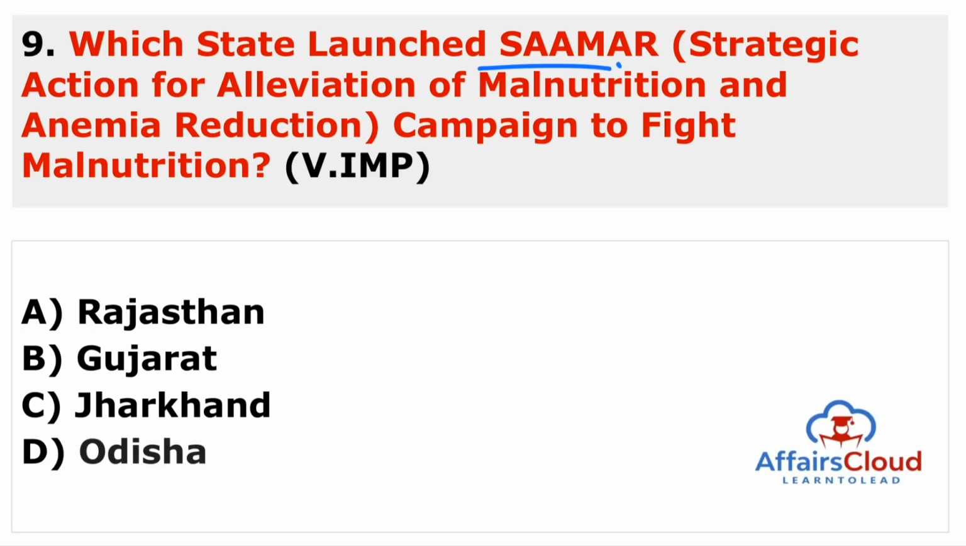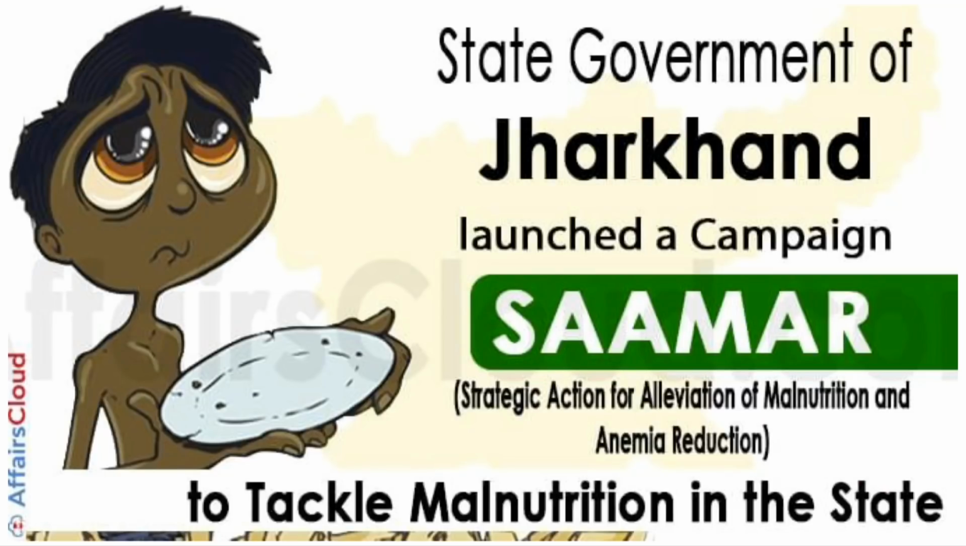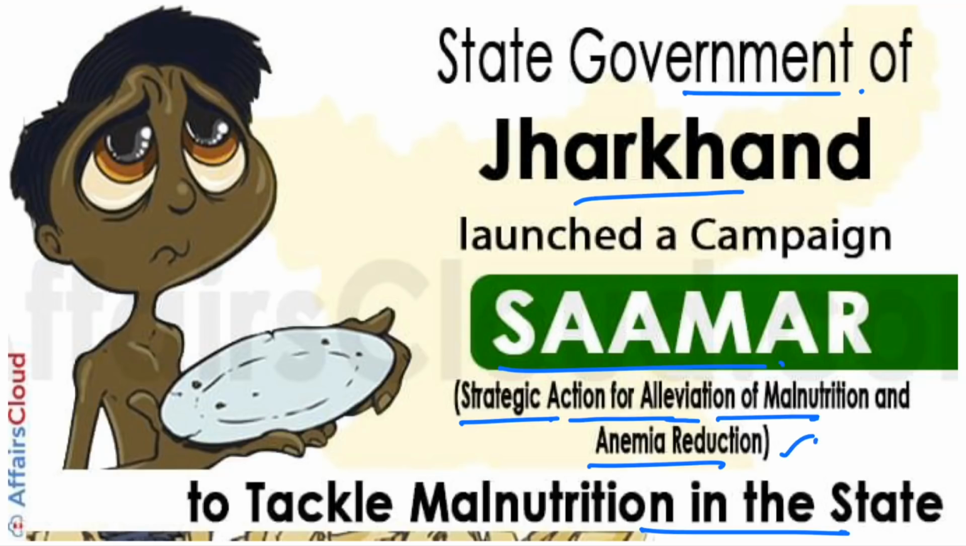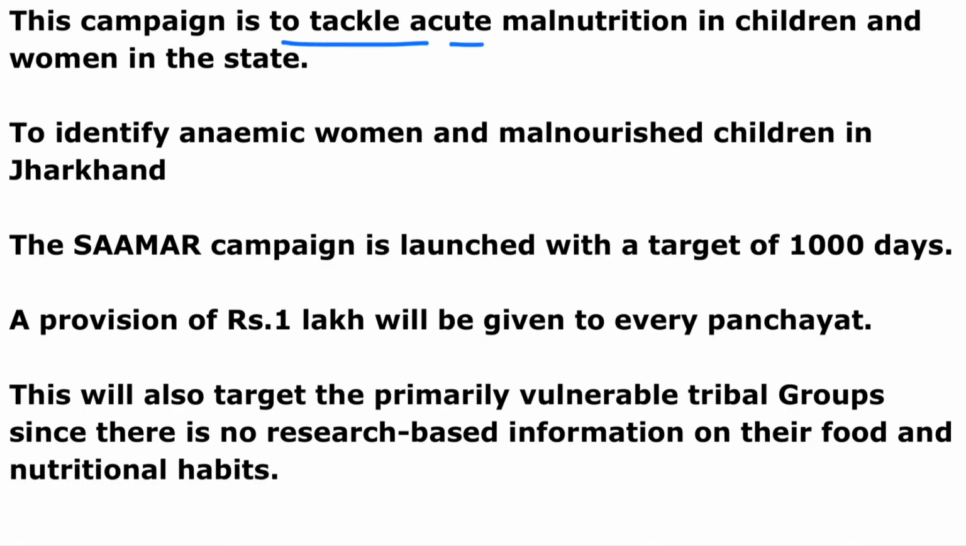Which state launched SAAMAR, Strategic Action for Alleviation of Malnutrition and Anemia Reduction campaign to fight malnutrition, especially for the children and women? And this state government is Jharkhand. So guys, remember about the Jharkhand. So you can see here, state government of Jharkhand launched a campaign that is known as the SAAMAR, Strategic Action for Alleviation of Malnutrition and Anemia Reduction, to tackle malnutrition in the state, because this state is very poor because of the tribal community people are living in this state. So that's why the campaign is to tackle acute malnutrition in the children and women in the state.